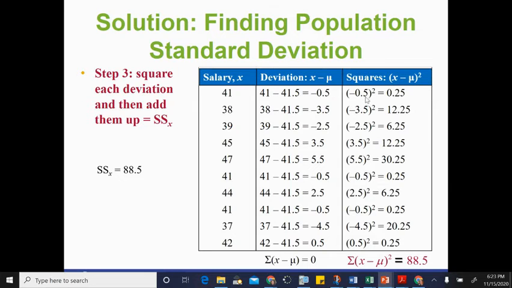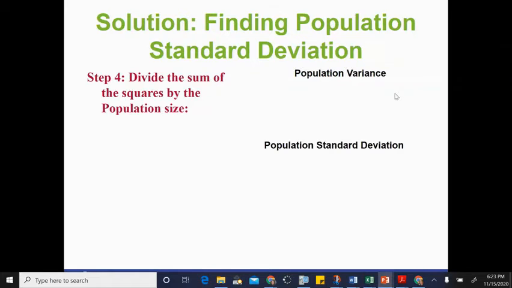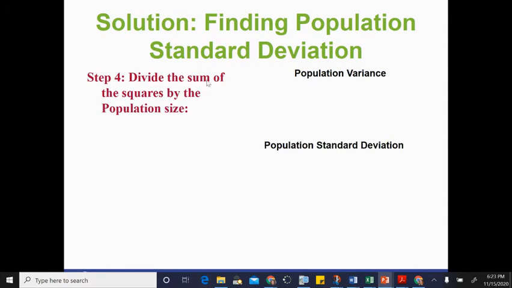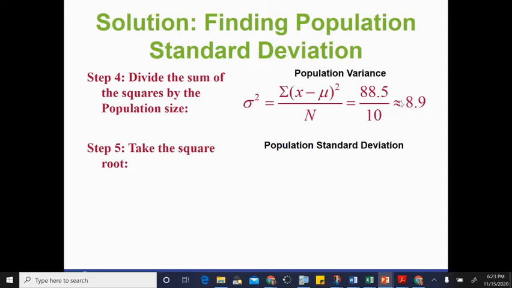So again, step 1, find the average. Step 2, subtract. Step 3, square it and then add them up. The next step is then you're going to divide by the population size. In this case, 88.5 was the sum of the squares, and then you divide it by 10. There were 10 data entries, so we get 8.9. Step 5, take the square root. And that gives you the population standard deviation.